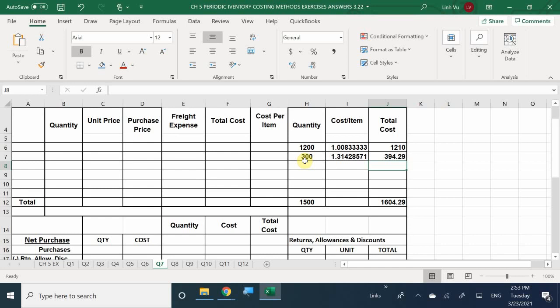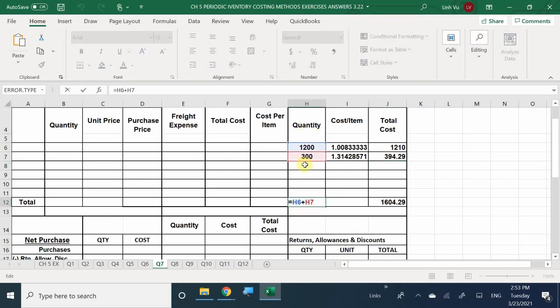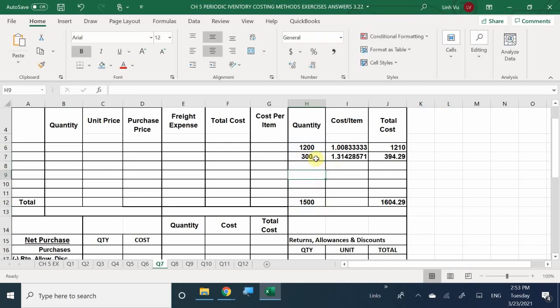What is your equation in that box in H? This one, I just added them up together. Oh, wait, H7. For the 300. It's just, I just typed in 300. No equation there. I just typed it in.